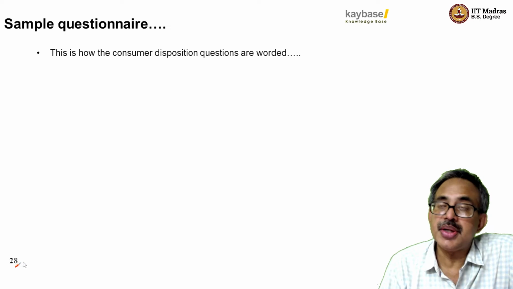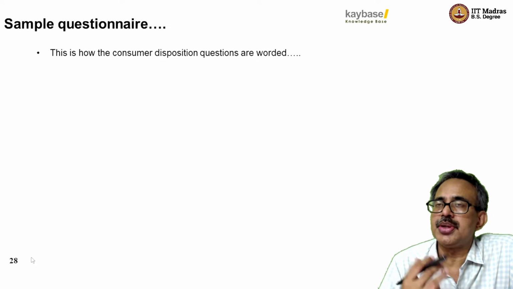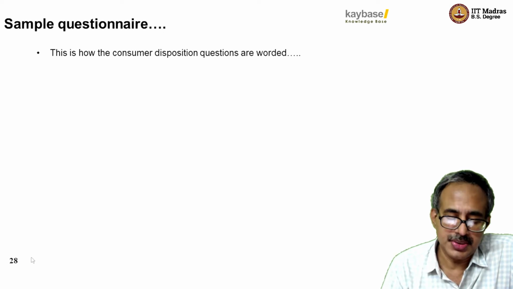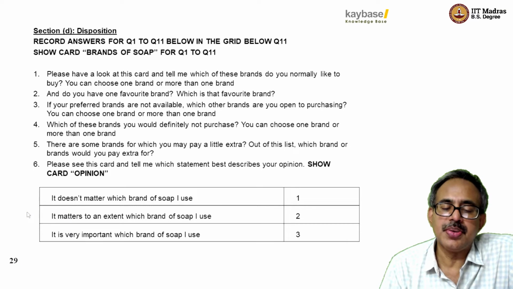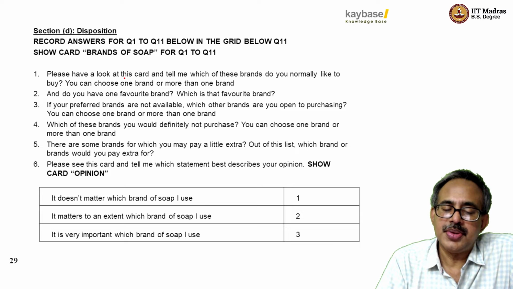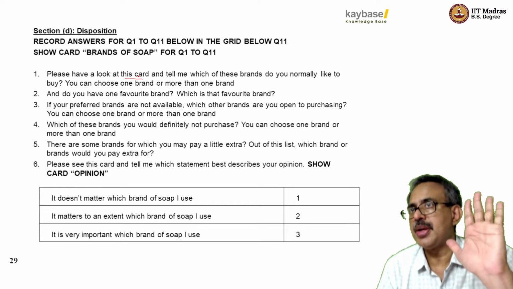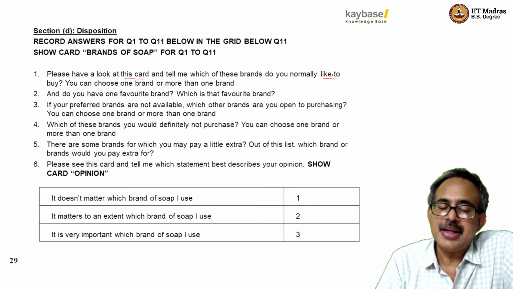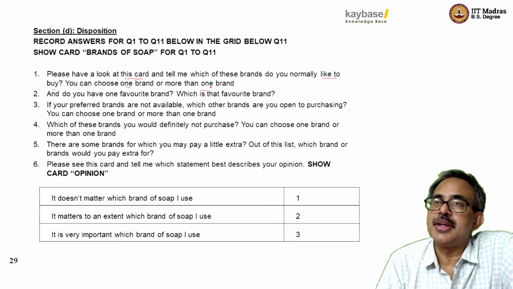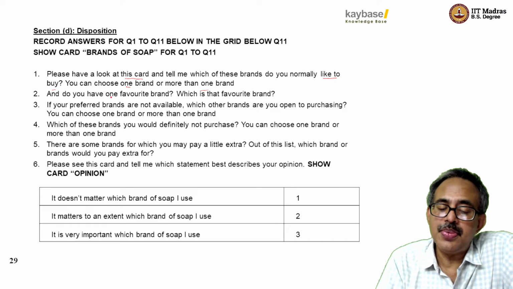So the next section is the consumer disposition questions, which is the consumer's opinion about the various brands. So please have a look at the card. What is this card? The same set of brands, the list of brands. Tell me which brands do you normally like to buy. You can choose one brand or more than one brand. Do you have one favorite brand?